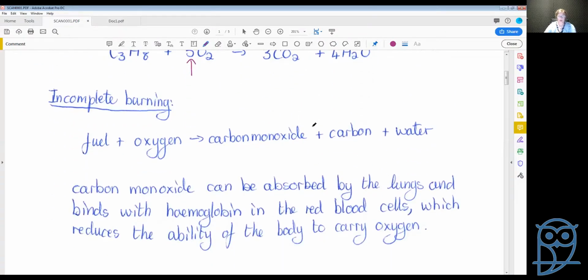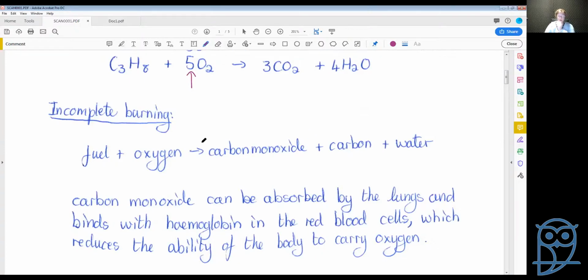So now we get to incomplete burning. So this is what happens if we don't have enough oxygen going through the burning process. So this happens in things like kilns, if you're deliberately making sure that there's not enough oxygen. It happens in cars, in the engine. If the car doesn't get enough air going through it, it makes carbon monoxide instead of carbon dioxide. So that monoxide means that we are getting CO over here.